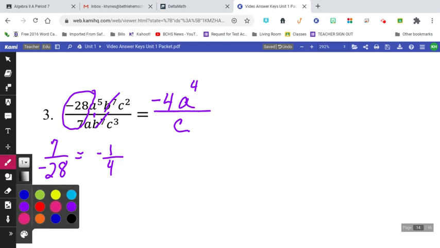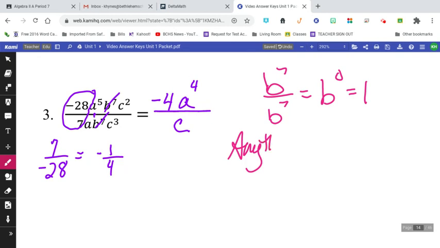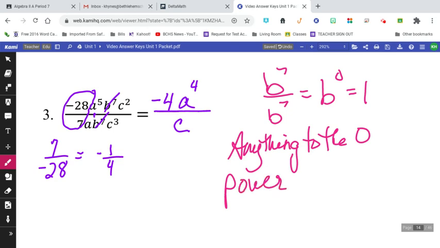Something else to remember is when you have something like b to the 7th over b to the 7th, if we were to use our rule of exponents to subtract, we would end up with b to the 0. But we already know anything over itself is 1. So what that means is anything to the 0 power is 1.